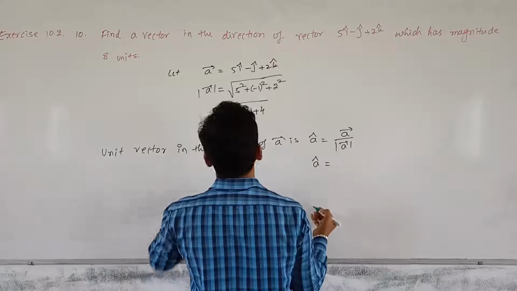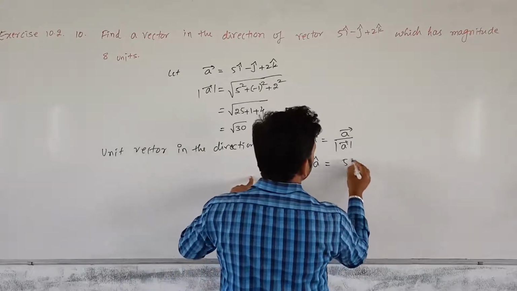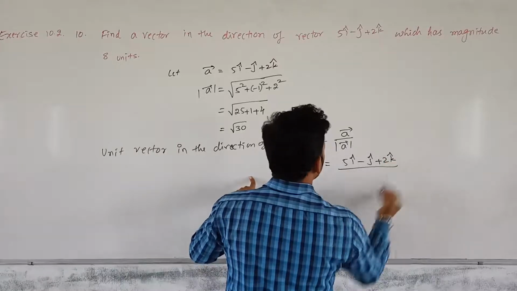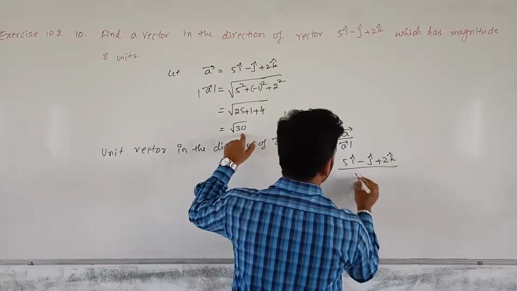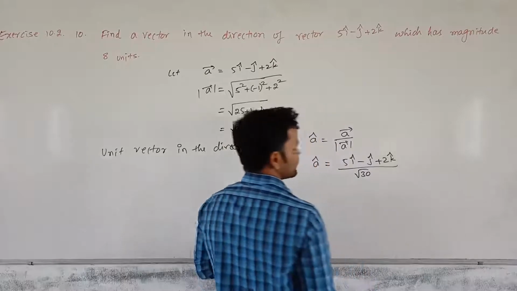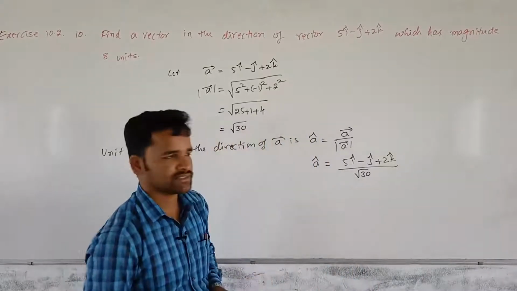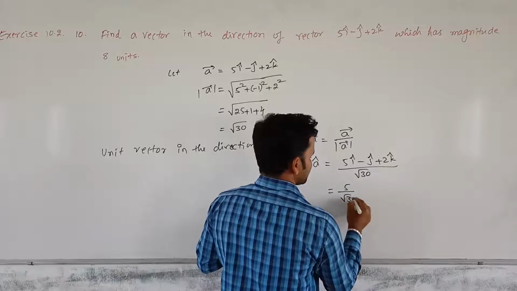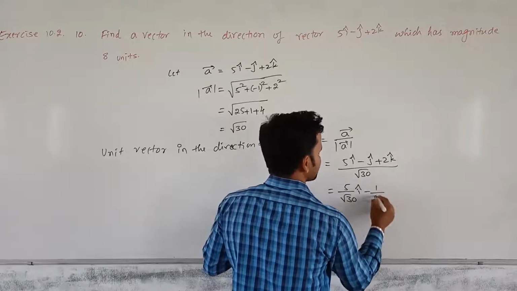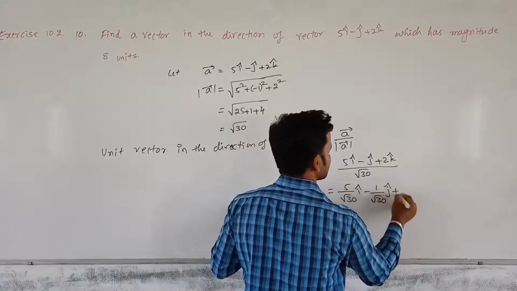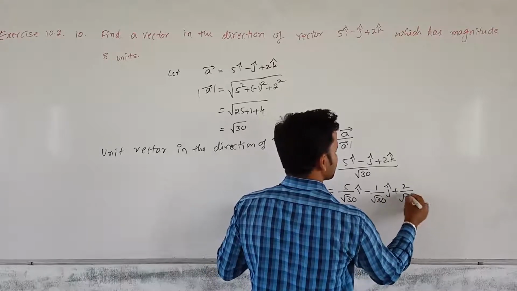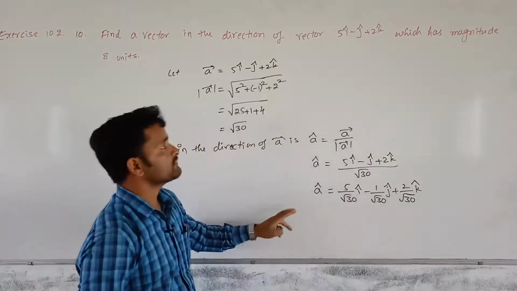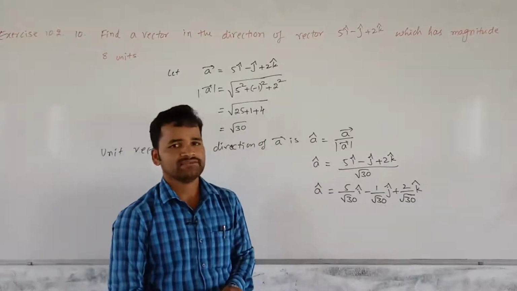A cap is equal to vector A divided by its magnitude. Vector A is 5i minus j plus 2k, and the magnitude of vector A is square root of 30. This square root of 30 will get divided into all the terms: 5 by square root of 30 into i cap minus 1 by square root of 30 into j cap plus 2 by square root of 30 into k cap. What is this? This is the unit vector in the direction of the given vector.